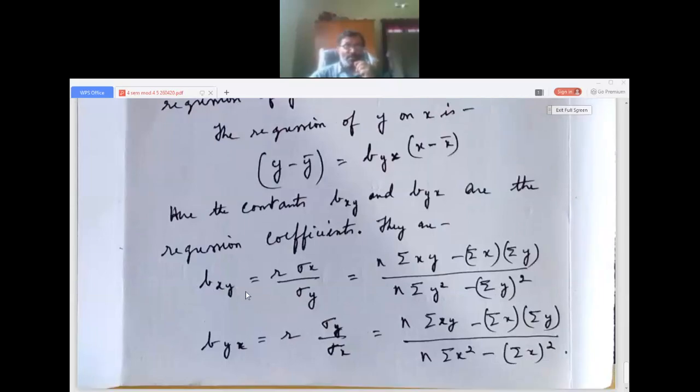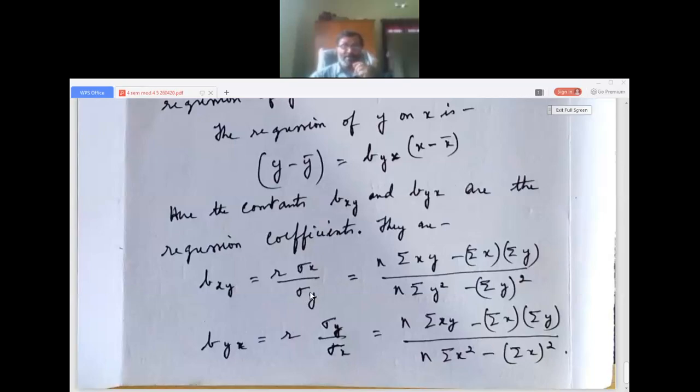So bxy equals r into sigma x by sigma y. This is a very important formula for you. Byx equals r into sigma y by sigma x, just replace x by y and y by x. So if you know one, you can write the other. The regression coefficients bxy and byx are given by the formula bxy equals r into sigma x by sigma y.